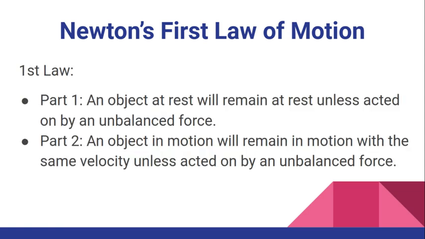So in summary, that's the first law. An object at rest is going to remain at rest unless it's acted on by an unbalanced force. And the second part states that an object in motion will remain in motion with the same velocity unless it's acted on by an unbalanced force.